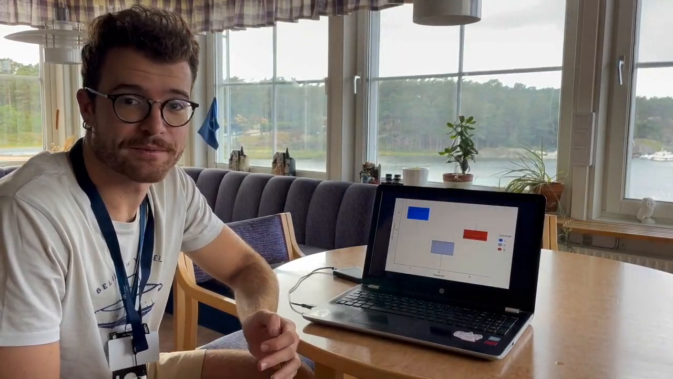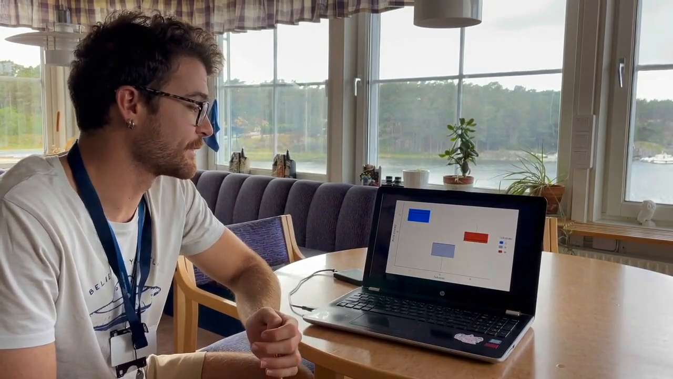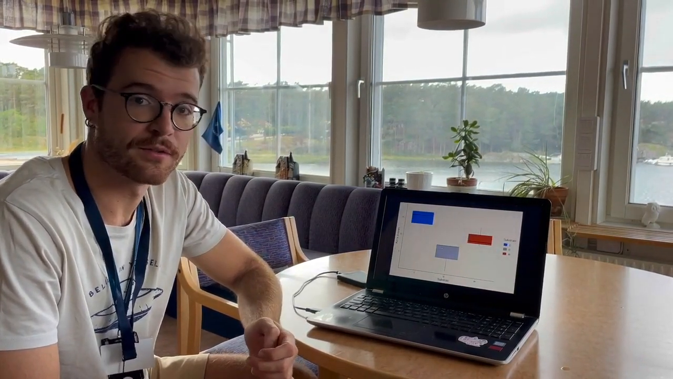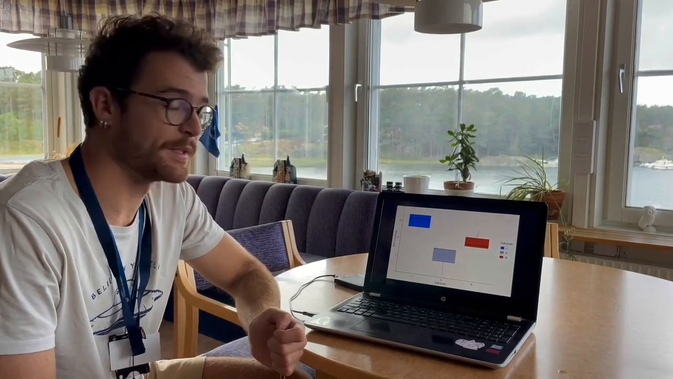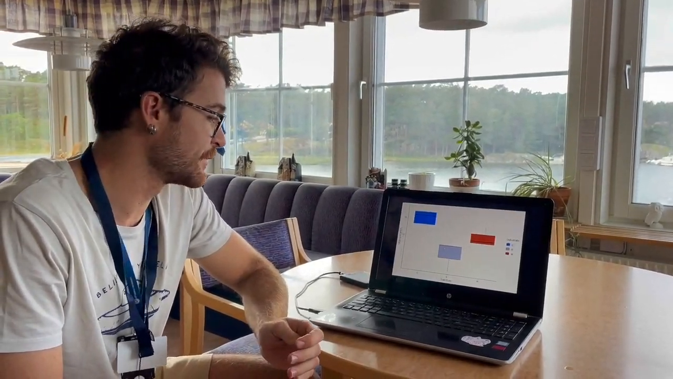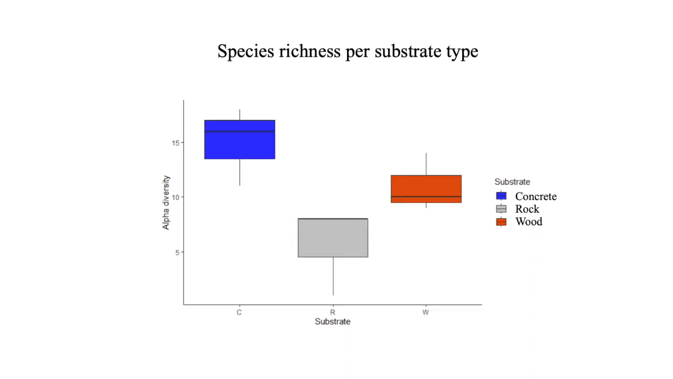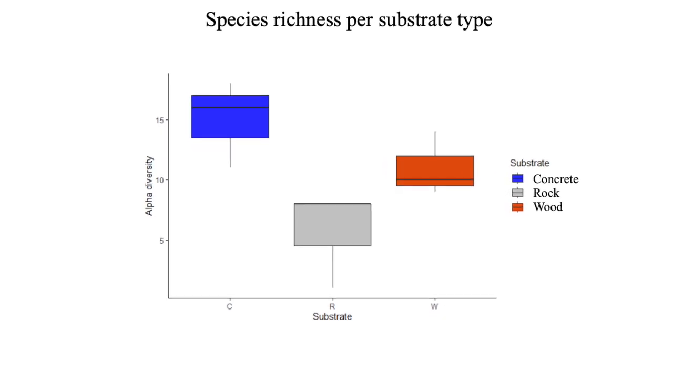The results from the scraping show that the type of substrate affects significantly the alpha diversity, also called species richness, which is basically the number of species in a specific site. As we can see here in this graph, the biggest differences are found between concrete and rock.